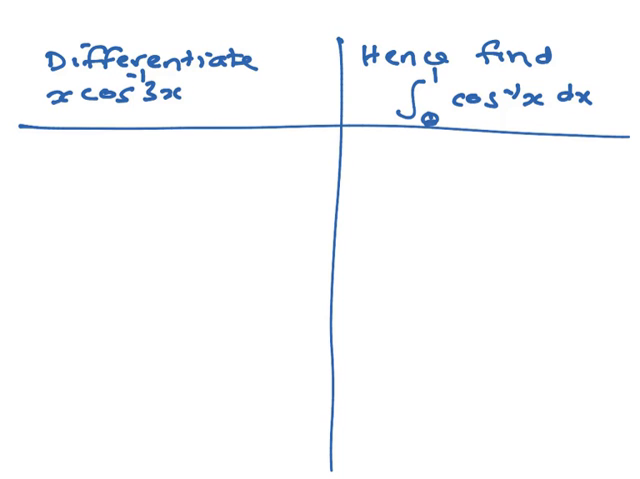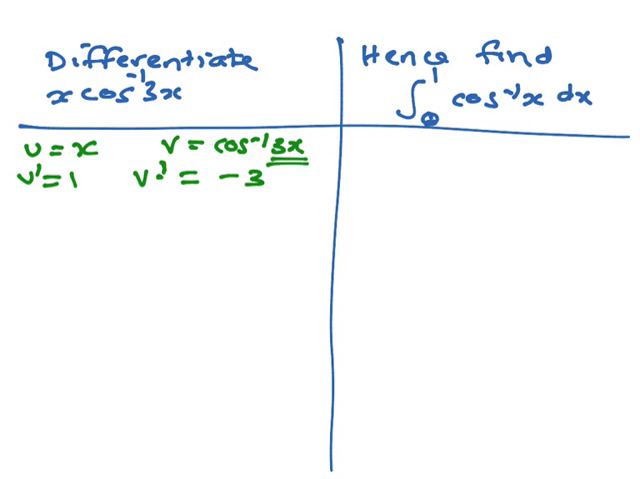Okay, so differentiating x cos⁻¹(3x), that's your uv. So u equals x, and v is cos⁻¹(3x). u' is 1, and v' is minus, it'll be a minus, and cos⁻¹(3x) is 3, because you've got to do f'(x).